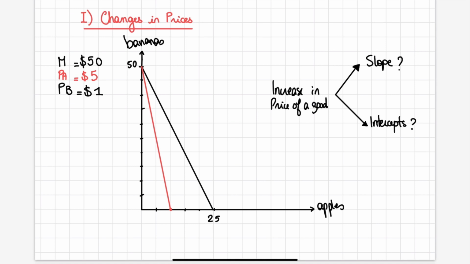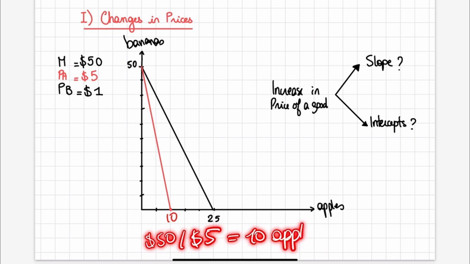budget constraint line. Okay, let's move on now to the intercepts and what happens to them. Since the banana's price hasn't changed, the intercept for banana stays the same because I can still buy 50 bananas with my $50. However, with apples now costing $5 each, my $50 budget only gets me 10 apples. So the apple intercept shifts from 25 to 10.